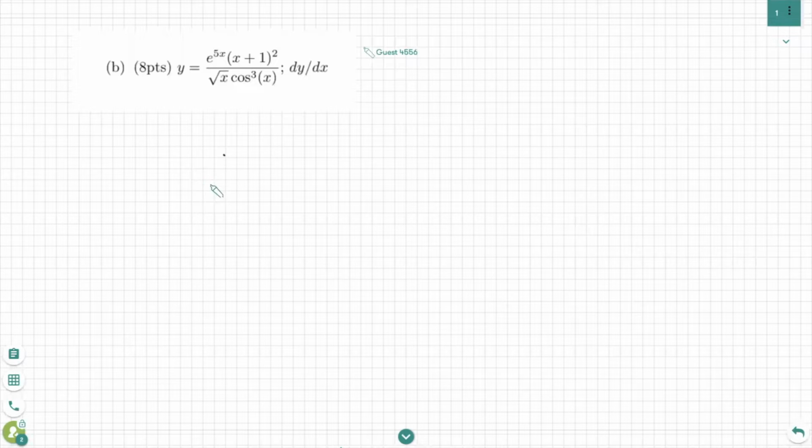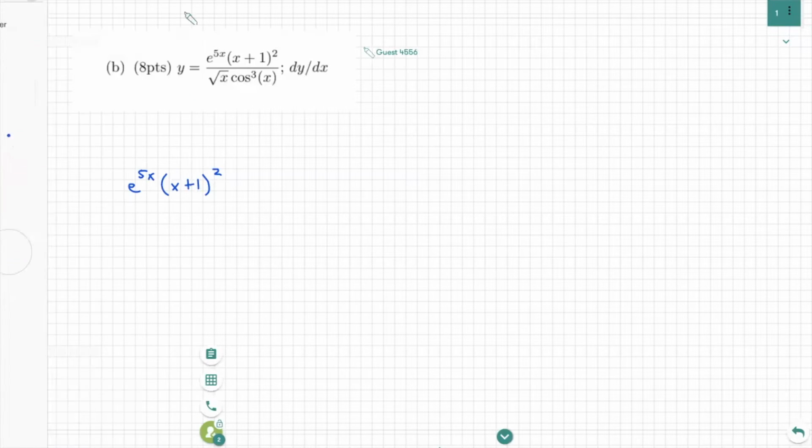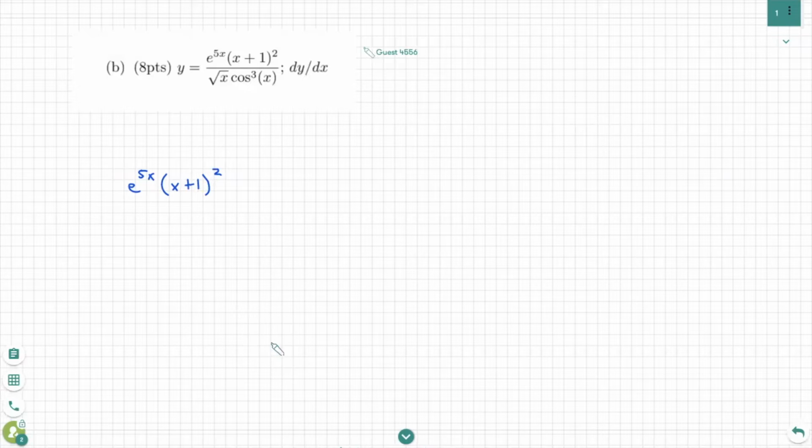So that's e to the 5x times x plus 1 squared. Plus e to the 5x times x plus 1 squared. Are you taking the derivative of e to the 5x? What's the derivative of that? Just itself, right? But that's for e to the x. What's the difference between e to the x and e to the 5x?